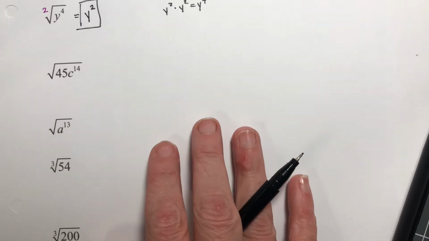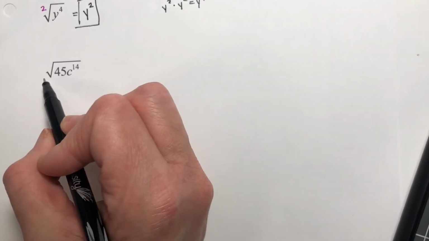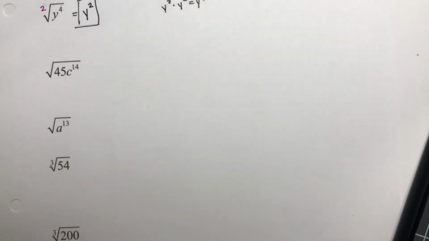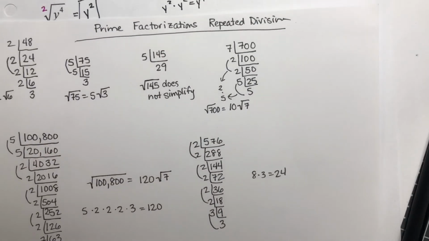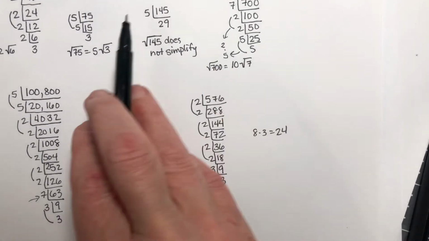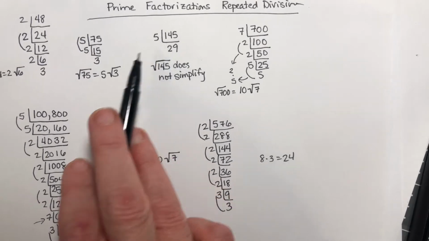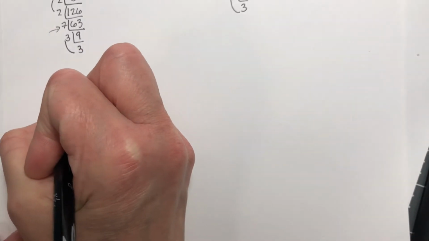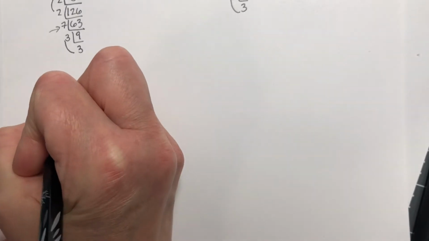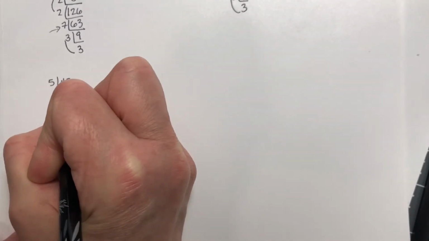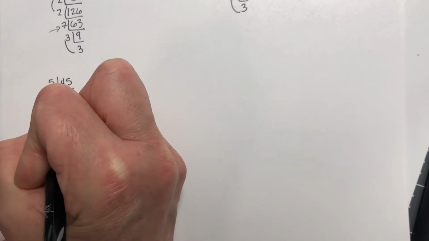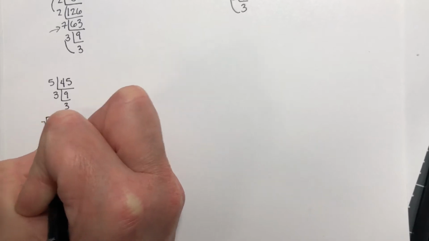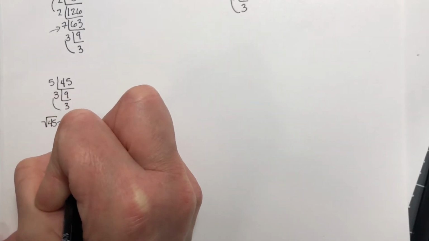Okay, for this next one, I want to find the square root of 45 times c to the 14th. First of all, we have to deal with 45. So I do a quick glance at everything I've got here. I'm glancing at all my numbers, and I don't see a 45 proper. So I'm going to do the prime factorization of 45. 45 is divisible by 5. It gives you 9, which is 3 times 3. So the square root of 45 will be 3 times the square root of 5.